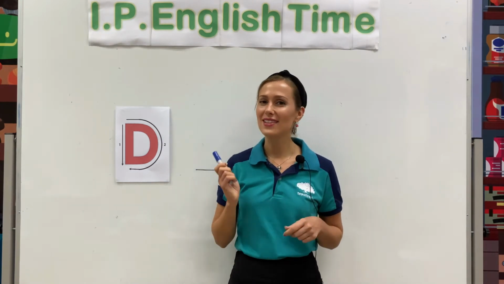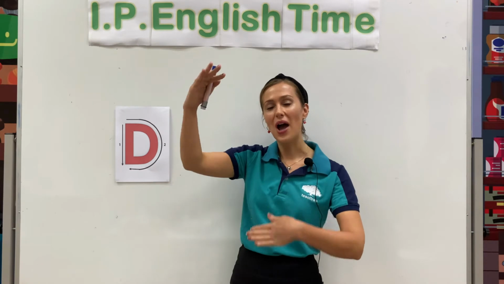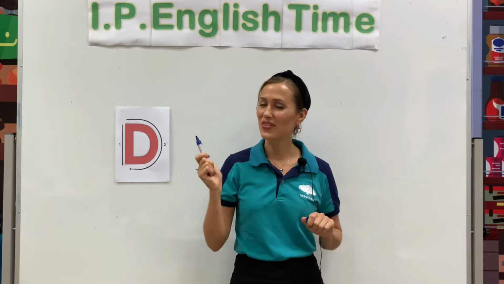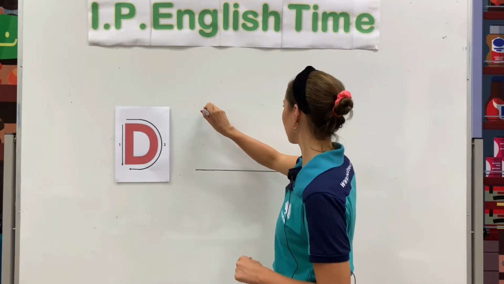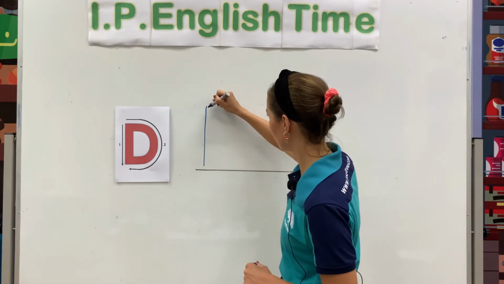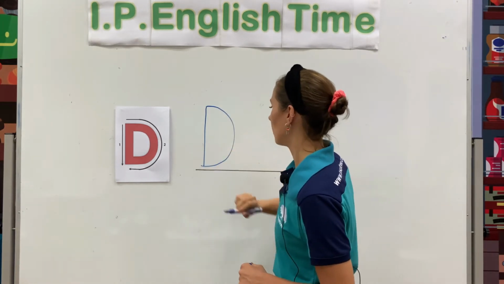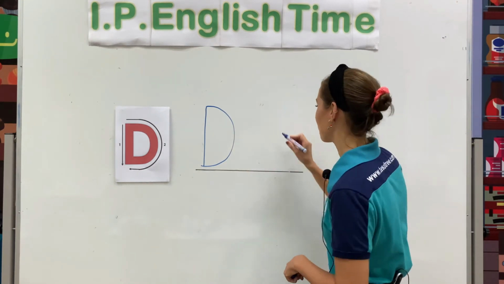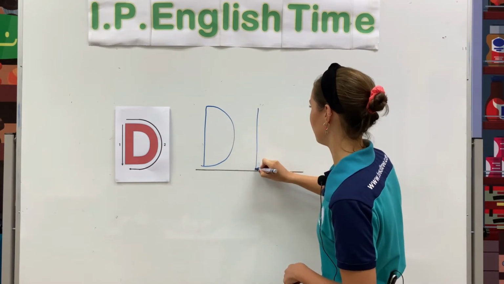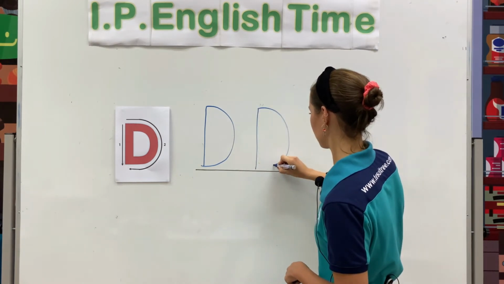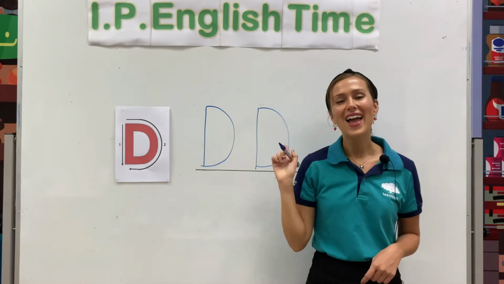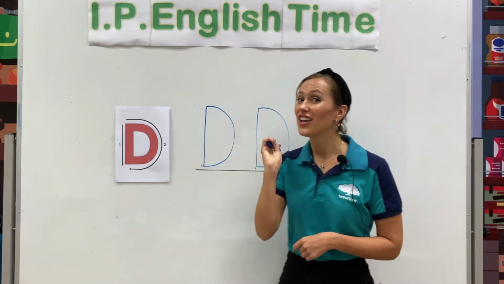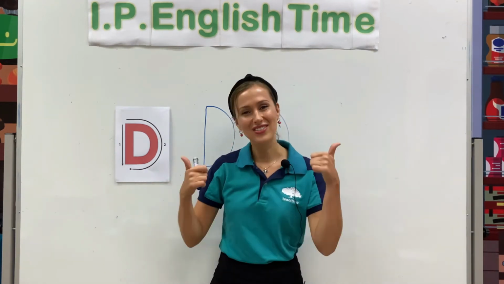Okay, I think you are ready. We are going to write the capital letter D. If you have a piece of paper, we can write together. Okay, let's write. One, two. Capital letter D. Let's do that one more time. One, two. Capital letter D. This is the big letter D. You know how to write the letter D now.